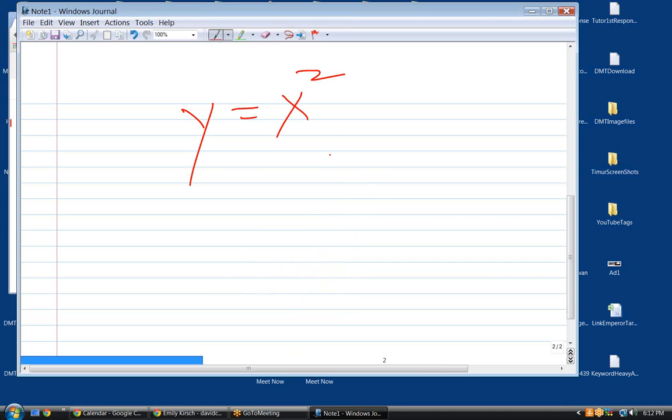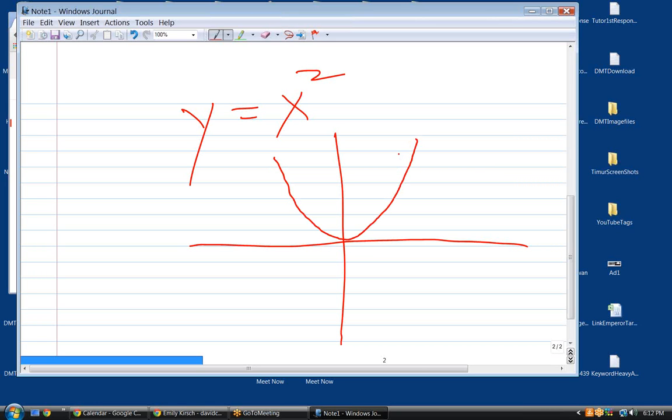Conic sections, there's 4 kinds. There's circles, parabolas, ellipses, and hyperbolas. I don't think we've talked about that. Okay, well, one of them is the parabola. But this is a new kind of parabola now.